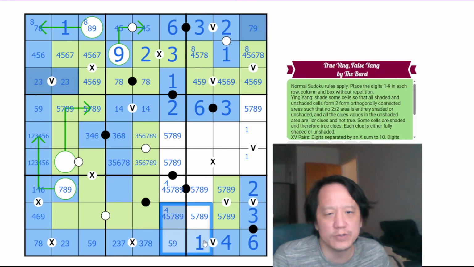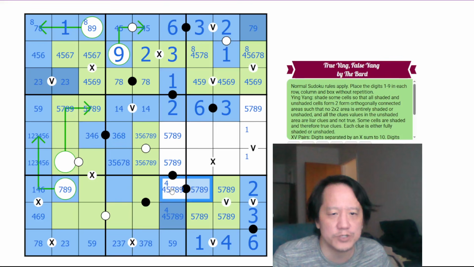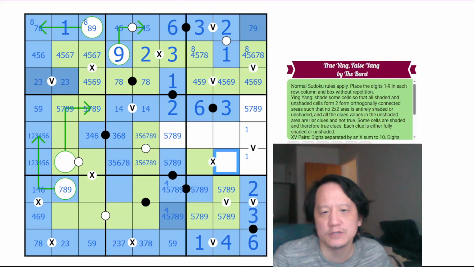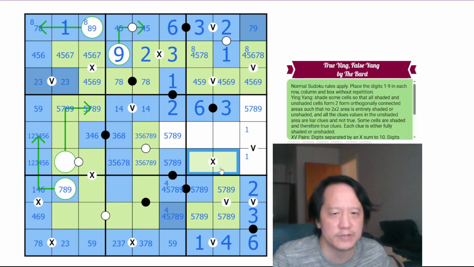We have a 2x2 area here that's all blue, so this cannot be blue, it's green. We have a 2x2 area here that's all green, so this can't be green, it's blue, which means these two must be blue also. 2x2 area that's all blue, this can't be blue, it's green. Diagonal here, that's all the same shading, so this can't be the same shading, so this is green. Oh, we already knew that anyways. This is X.